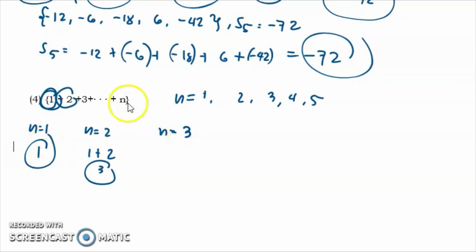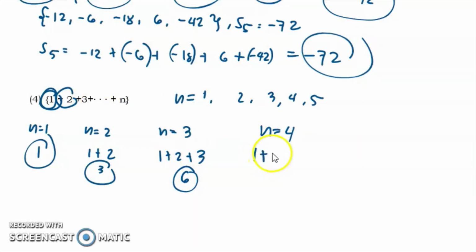Pagdating sa N3, you will have to add 1 plus 2 plus 3. So, 1 plus 2 plus 3. So, 1 plus 2, 3 plus 3 is 6. And then, pag sa N4 naman, anong susunod kay 3? 4, diba? So, 1 plus 2 plus 3 plus 4. 1 plus 2 is 3 plus 3, 6 plus 4, 10.